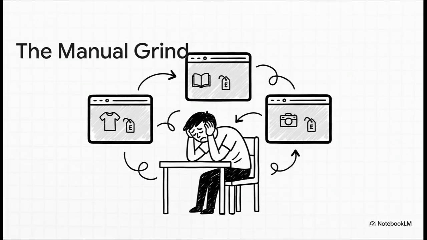Yeah, this is basically the manual grind. I mean, think about it. You go to site A, you search for the thing, you note the price. Then you open a new tab, go to site B, search for the same thing, note the price. And you just keep doing that. It's so repetitive, it's slow, and let's be honest, half the time you're not even sure you got the best deal. You probably just got tired and gave up.